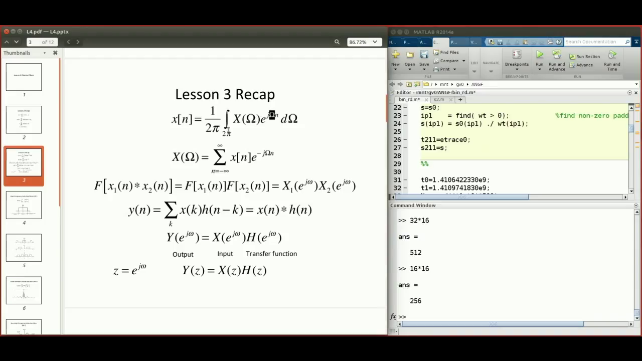This integral is basically a summation, right? If you have looked through the videos of lesson three, you know why it's an integral instead of a summation. If x[n] is a periodic signal, you can represent it not as an integral but as a summation over discrete frequencies. But if x[n] is an aperiodic signal, then you have to write it as an integral. But an integral is kind of similar to a summation, so you can still treat it as a linear superposition of this kind of basis signal.